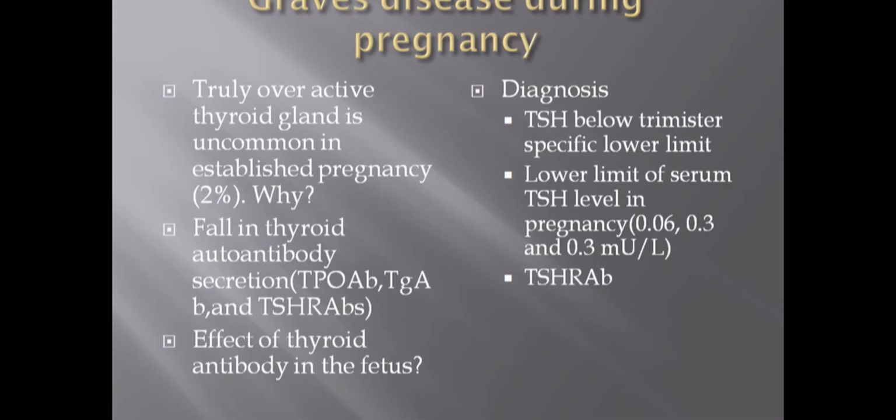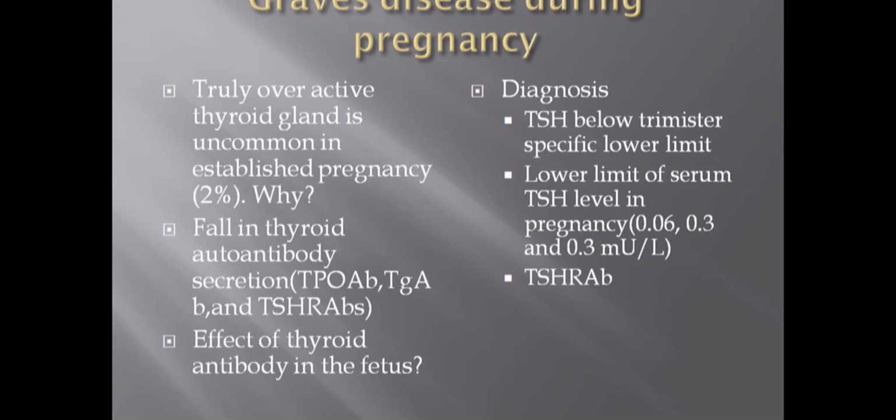Graves' disease is very rare, and also due to the immune effect initiated by the placenta, there will be a fall in thyroid autoantibody secretion during pregnancy, like thyroid peroxidase antibody, thyroglobulin antibody, and thyroid stimulating antibody.